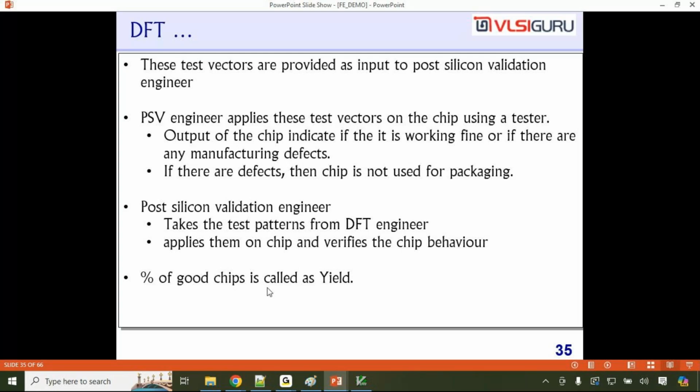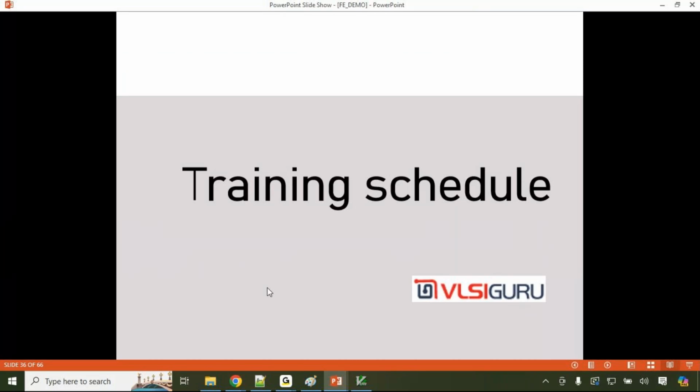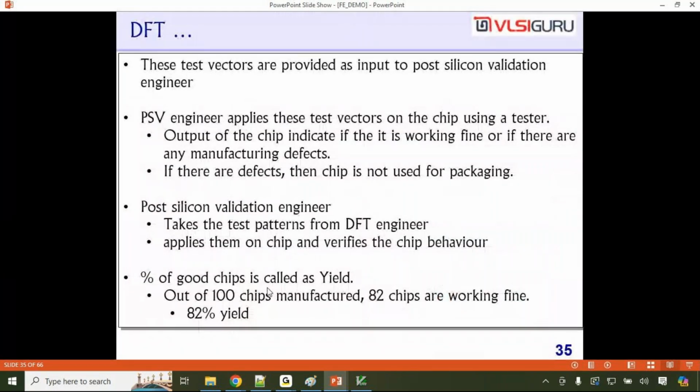Let's say I manufacture 100 chips, 90 are good, 10 are bad. So my yield is 90%. Out of 100, if 82 are working, the yield is 82%. Okay. Next. So this is a brief about different domains.